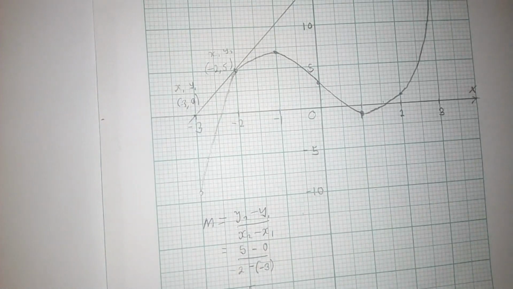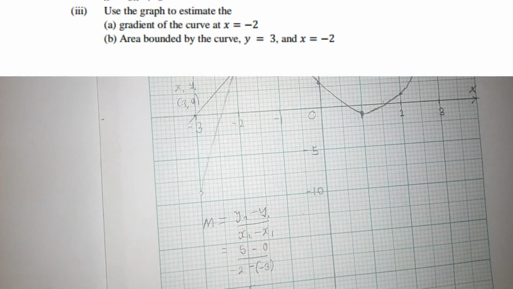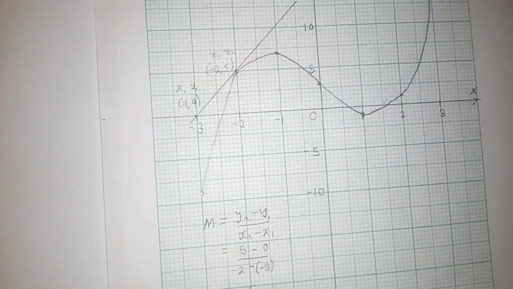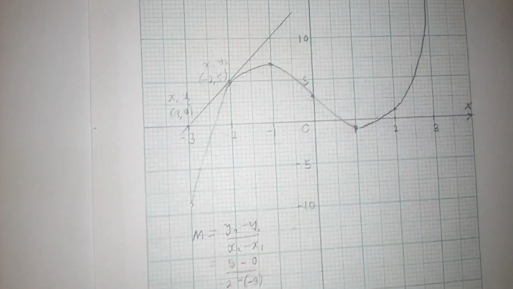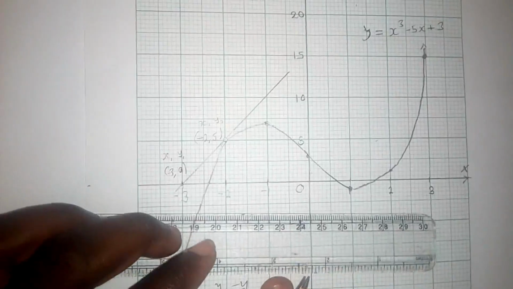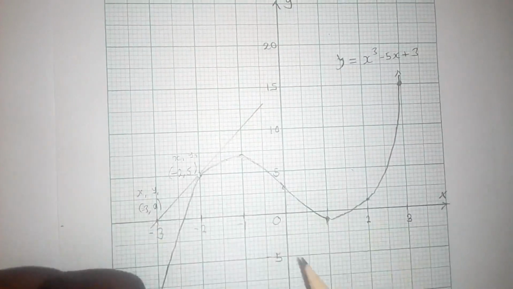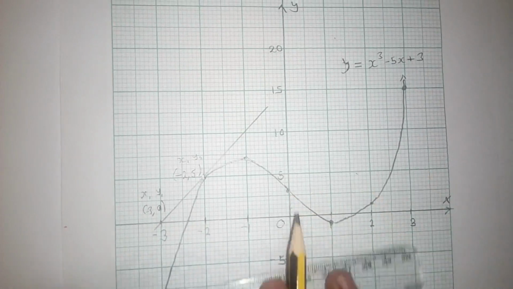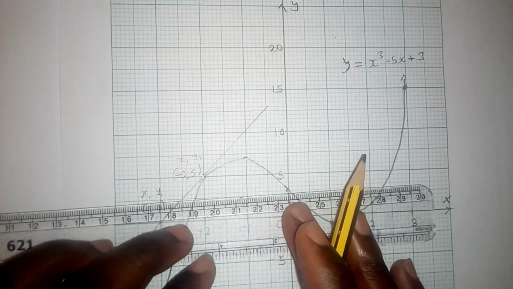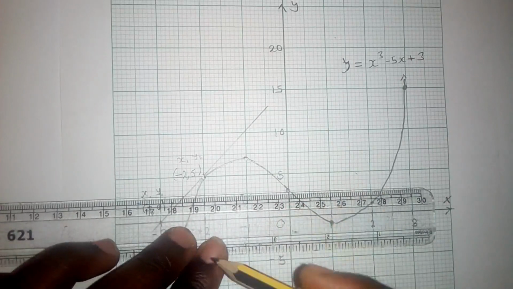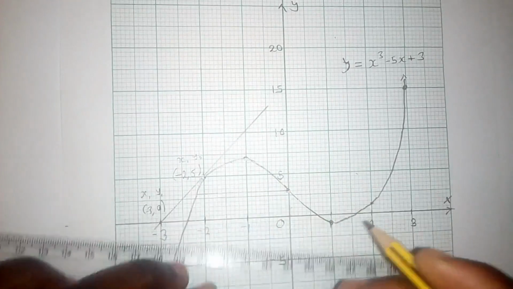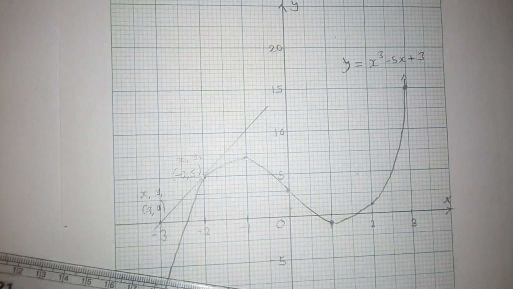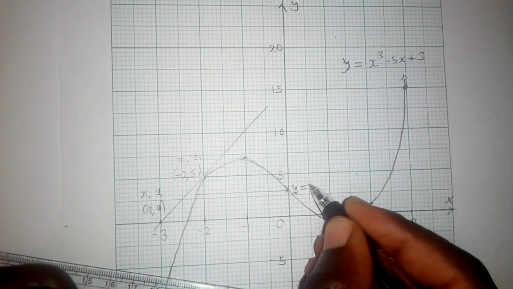Now we find the area. The next, we have been told to find the area bounded by the region y is equal to 3 and x is equal to -2. So what we basically do here is we form the lines, or mark the lines. We know that this is 0, 1, 2, 3. 3 on the y-axis is here. So you make the line pass through that. So it's like this.